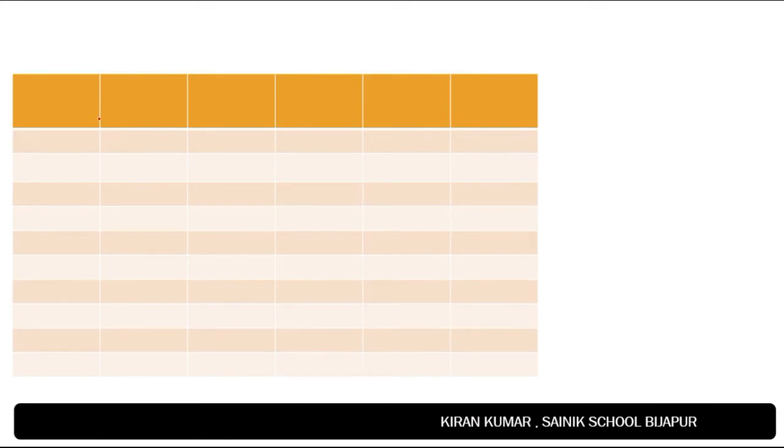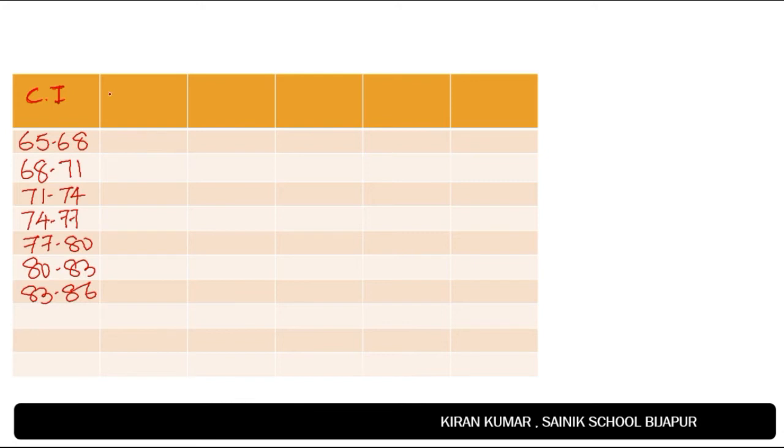I'll mention the class intervals from the given data. The class intervals are 65 to 68, 68 to 71, 71 to 74, 74 to 77, 77 to 80, 80 to 83, 83 to 86, and the respective number of women. I'll write this as fi, the frequencies 2, 4, 3, 8, 7, 4 and 2, and we get the sum of all these frequencies to be 30. And in the question also they have mentioned 30 women are examined.